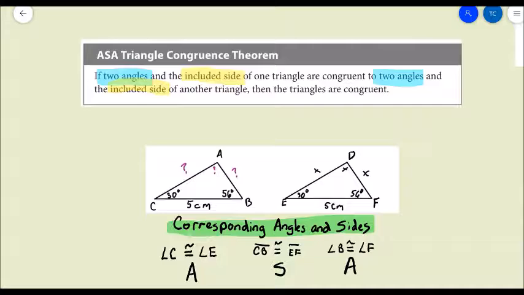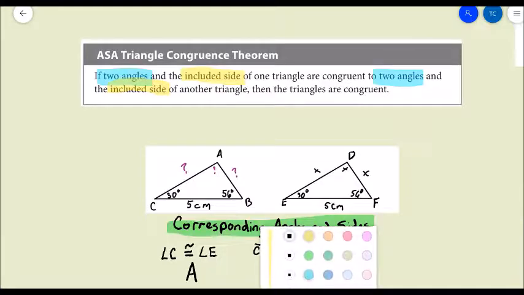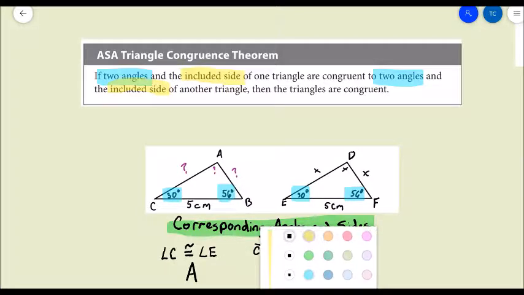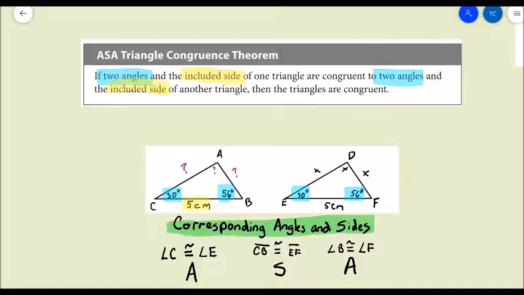So what we just noticed was that when we have 2 angles, like in this case 30 and 56, and we have what's called the included side, meaning the side that's in between those 2 angles, if those are congruent, then the triangles are congruent. So we don't need to know AC or AB. We don't need to know angle A. That's not necessary. All we need is these 3, the angle, side, angle.